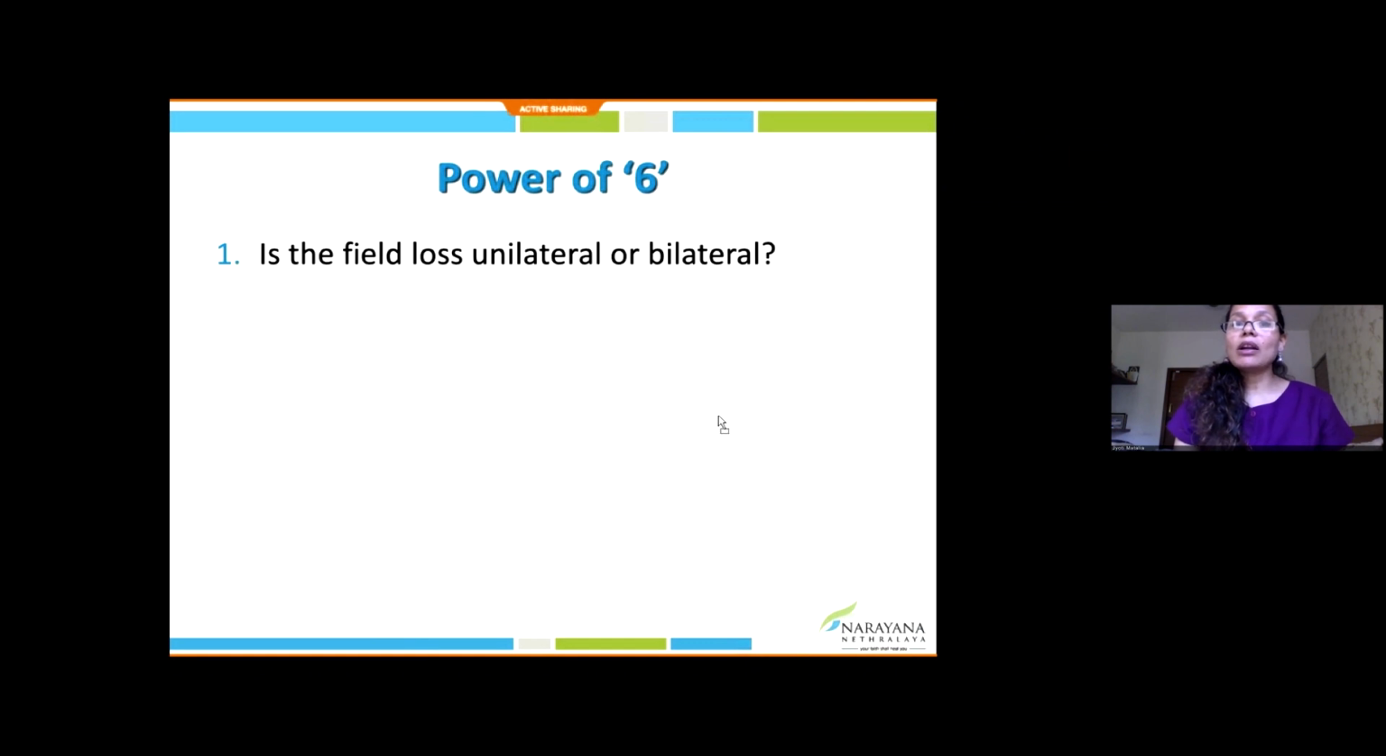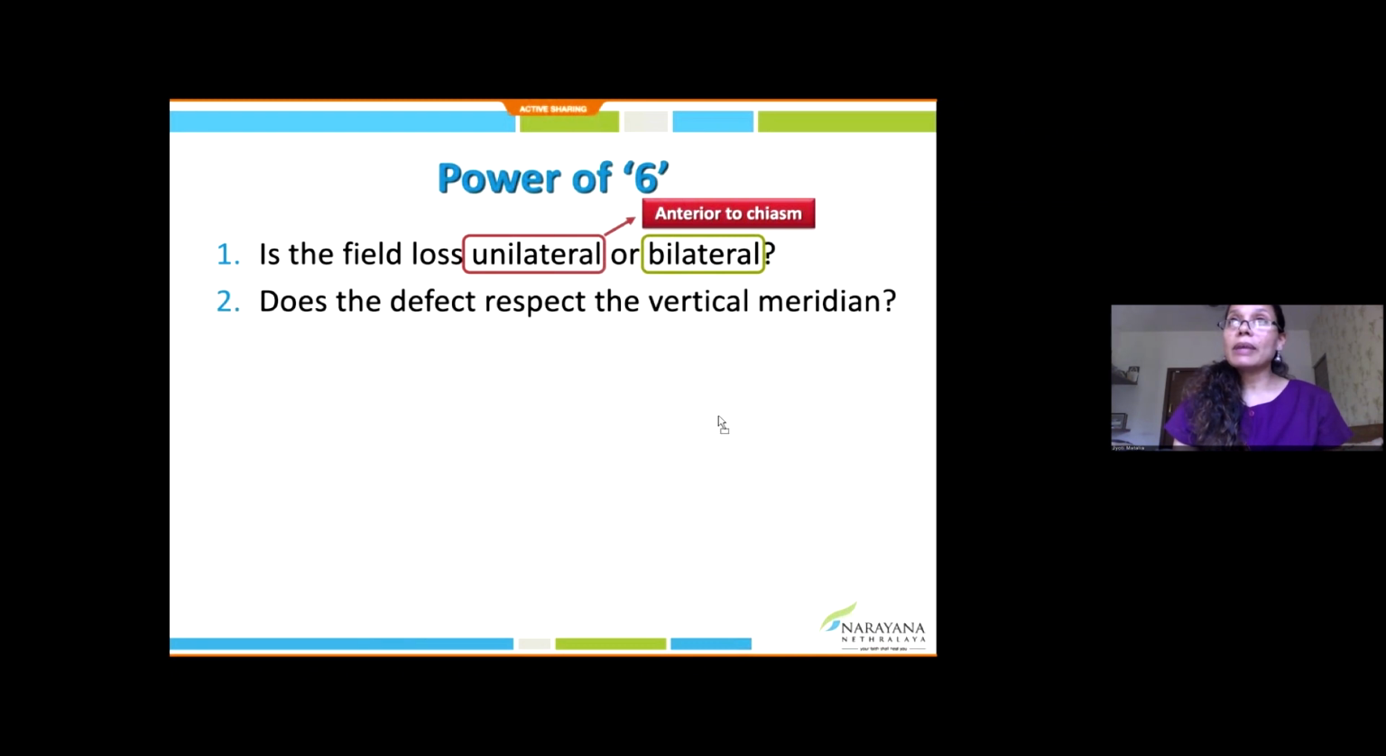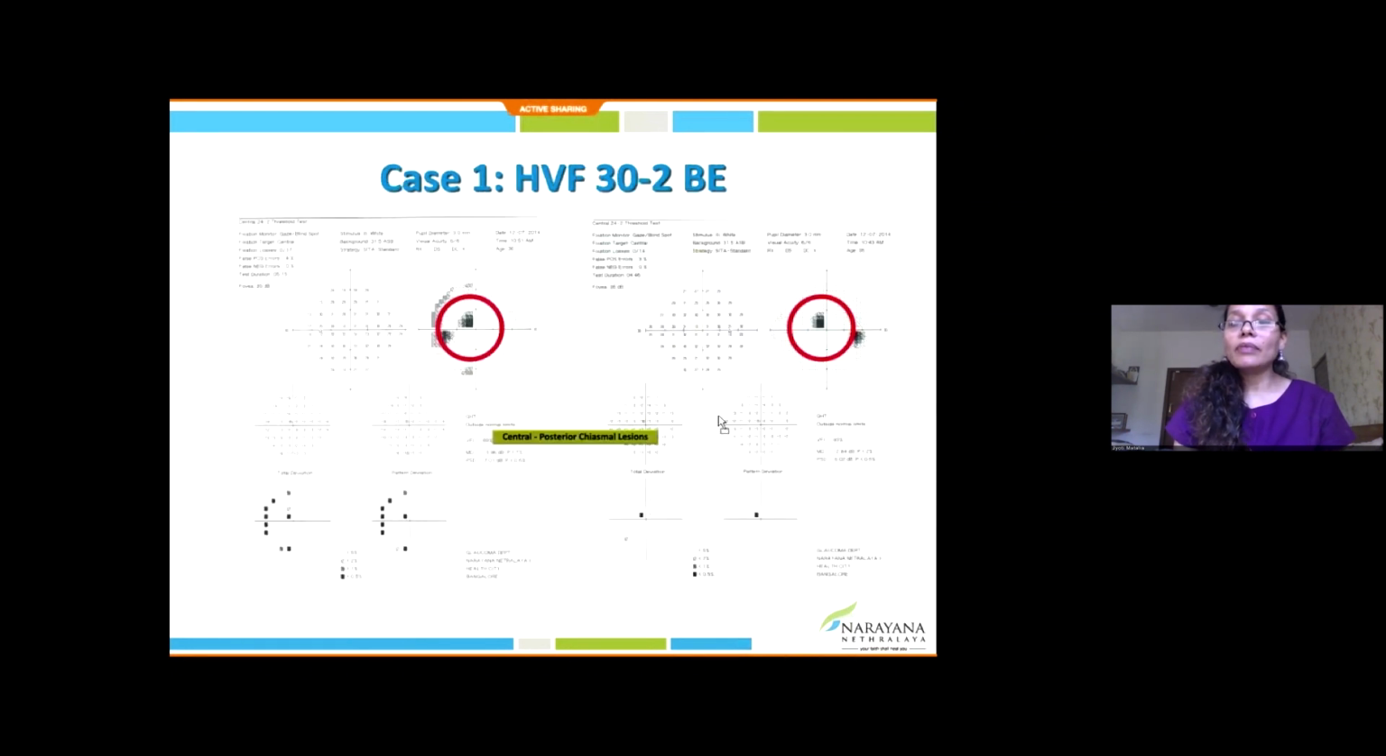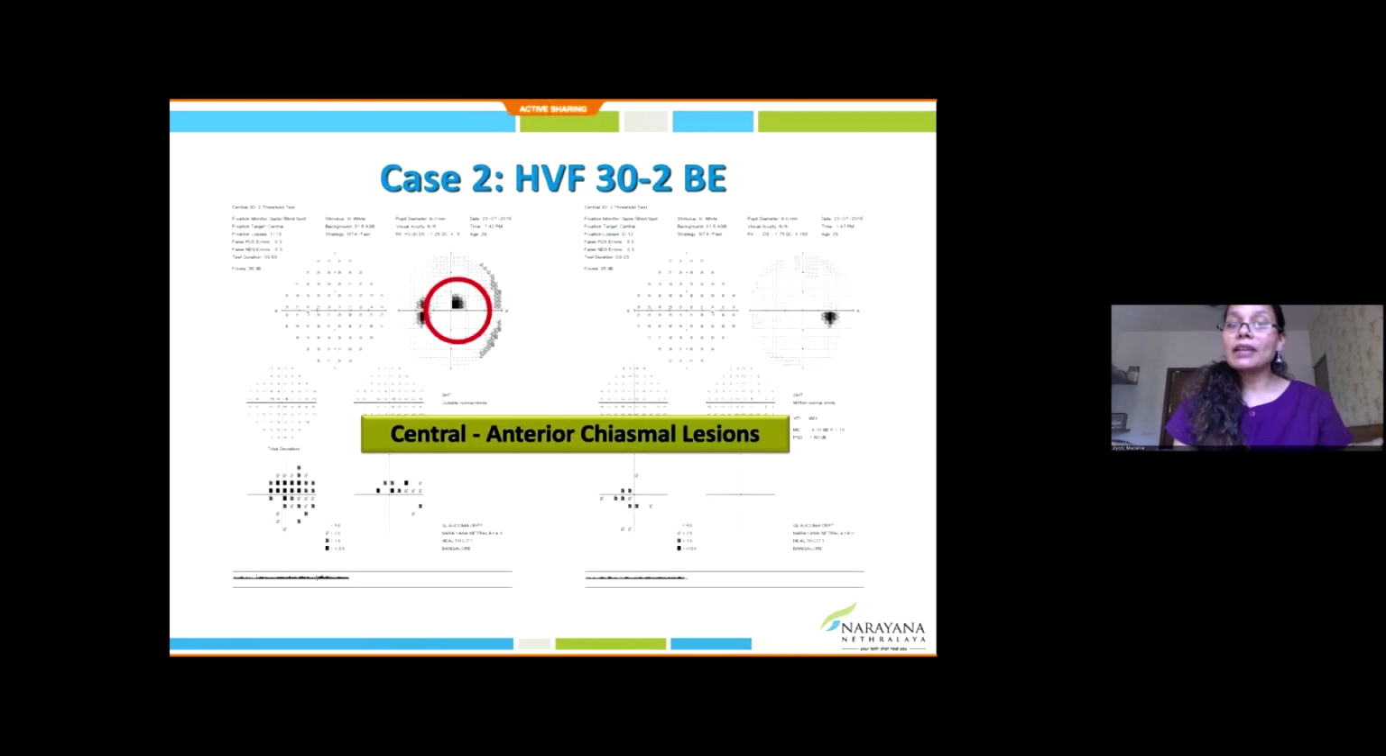In this case, is the field loss unilateral or bilateral? Yes, for the case which is involving one eye, it is anterior to the chiasma. For bilateral, it's case 1. Does the defect respect the vertical meridian? Yes, for both of the cases. And what is the pattern? We found central. So coming back to our cases, in case 1, we have a central defect, bilateral, so it's a posterior chiasmal lesion. So now we know that in this case, we have to go beyond the chiasma. We need an MRI to see what the problem is. In case 2, on the other hand, it is basically a central defect, but it's anterior, so we need to come ahead and check. So let's figure out one by one what to do next.